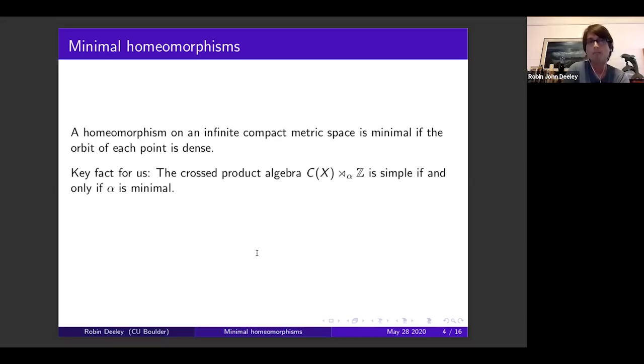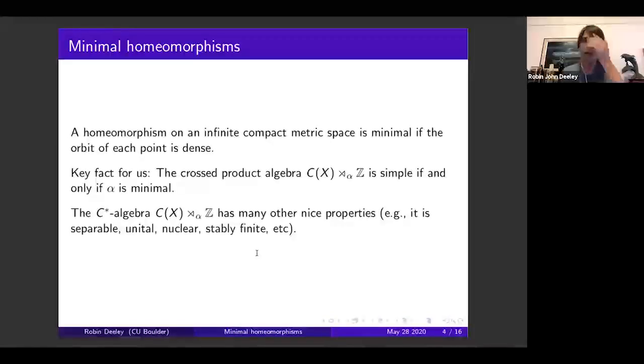Okay. Now, this C-star algebra also has a bunch of other nice properties. These aren't coming because it's minimal. These are just coming from other aspects. So for example, unitality is coming because we're dealing with a compact metric space. So compactness is giving us that. But the summary of this one slide is these are nice C-star algebras that are tractable.